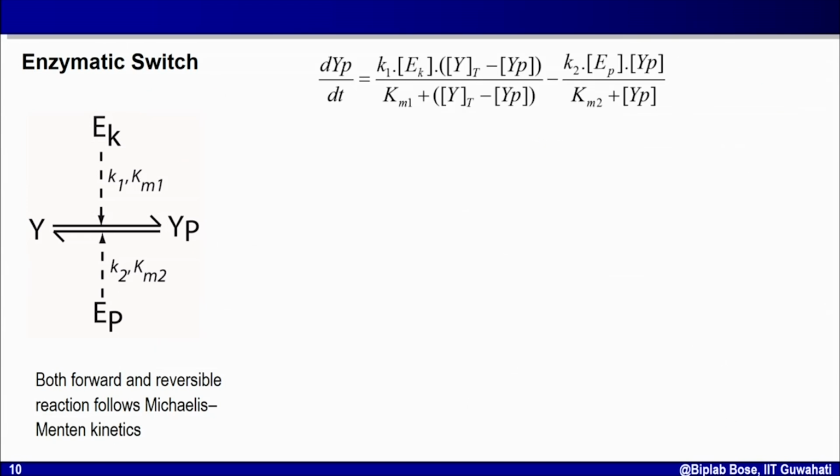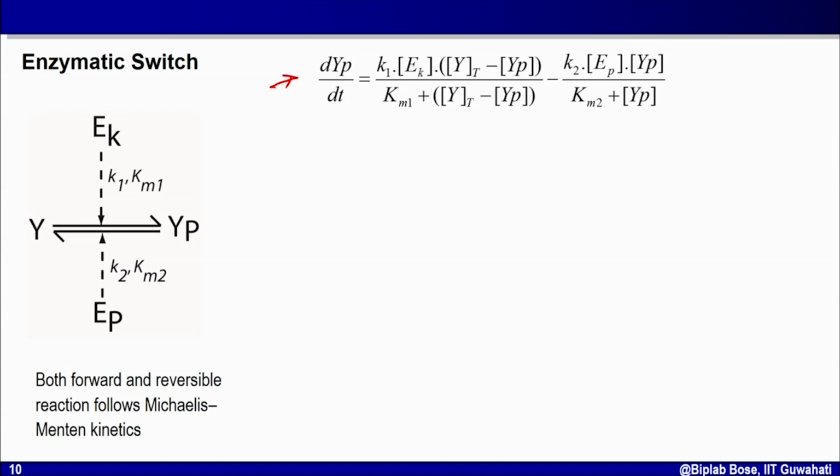So let us clean it a bit. What I have is an enzymatic switch, which is a motif present in enzymatic cascades. Y is becoming YP by a kinase Ek and it is getting dephosphorylated by Ep. Both are following Michaelis-Menten kinetics and I get an ODE like this which represents the rate of change of YP with respect to time. Now let us assume the system has reached steady state.